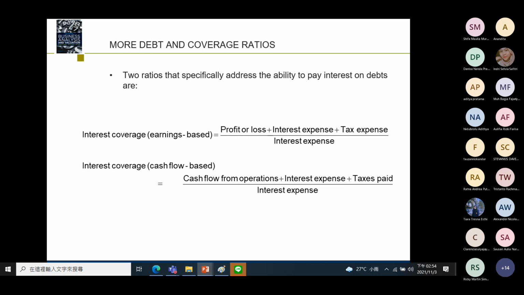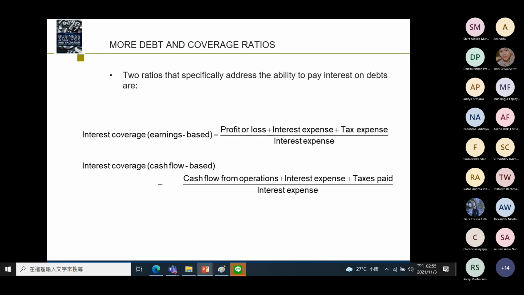The earnings-based coverage ratio indicates the euros of earnings available for each euro of required interest payments. The cash flow based coverage ratio indicates the euros of cash generated by operations for each euro of required interest payments. In both these ratios, the denominator is the interest expense. In the numerator, we add taxes back because taxes are computed only after interest expense is deducted.